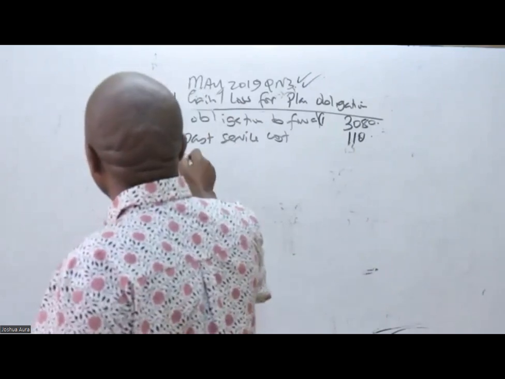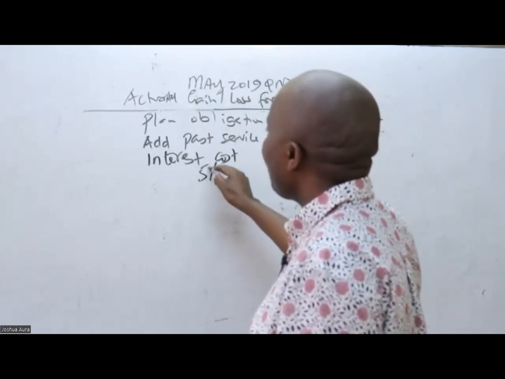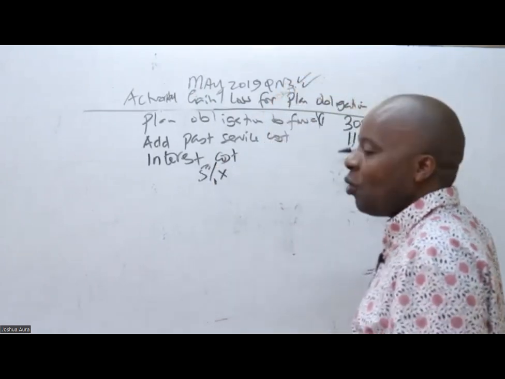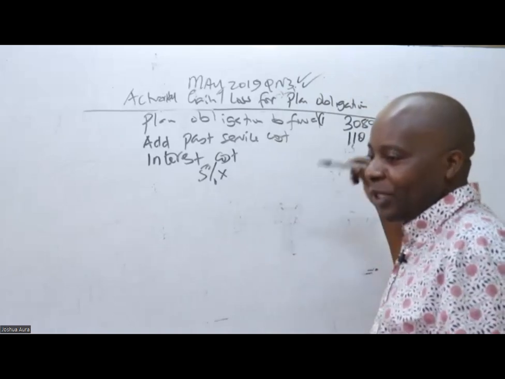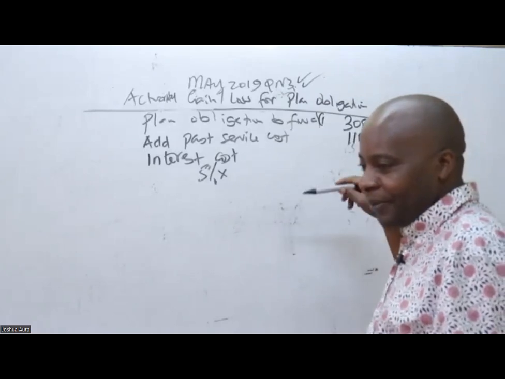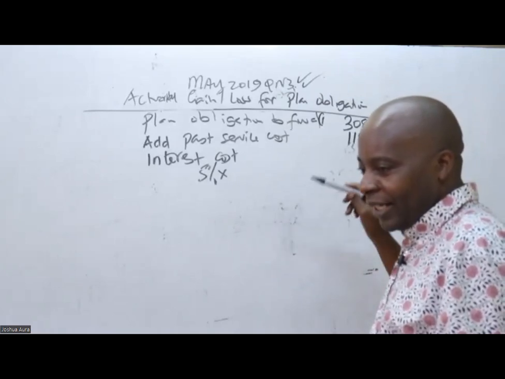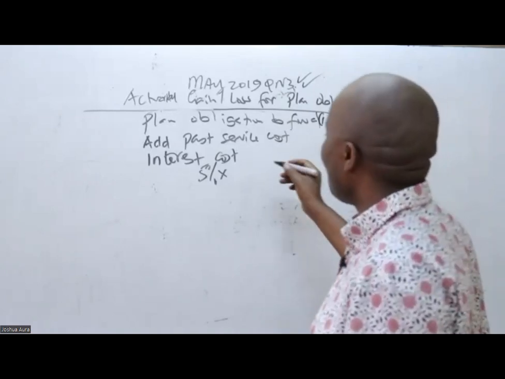Now you don't call it a return here. Here you call it interest cost. So interest cost will be 5% on all the brought forwards. I hope you remember this 5%. Yes, 5% of all the brought forwards.